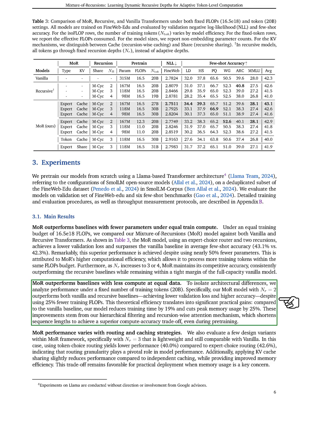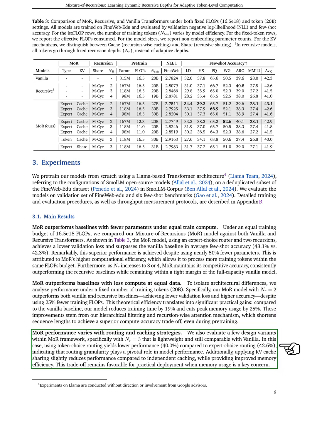Section. Moore performance varies with routing and caching strategies. In this section, we examine how the performance of the Mixture-of-Recursions, Moore, model changes based on different routing and caching strategies. We also test several design variations within the Moore framework, particularly with 3 routing options, which is lightweight yet comparable to the standard model.